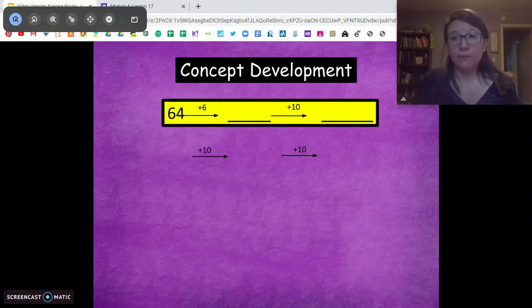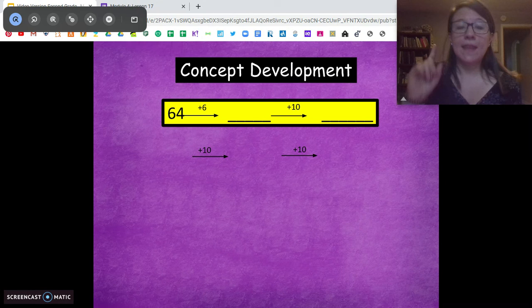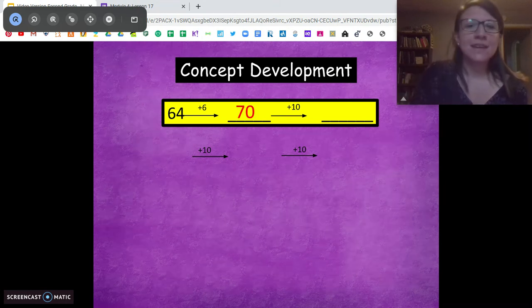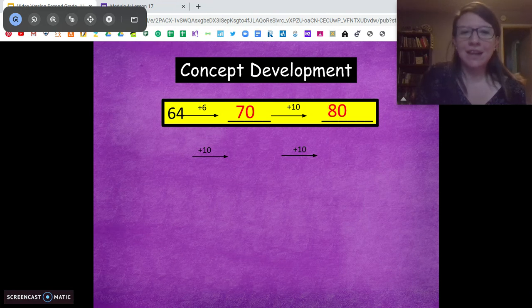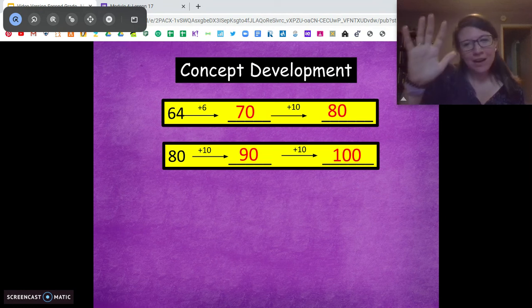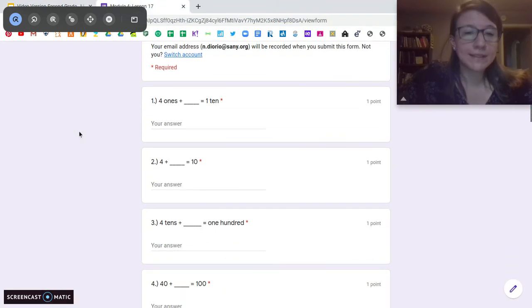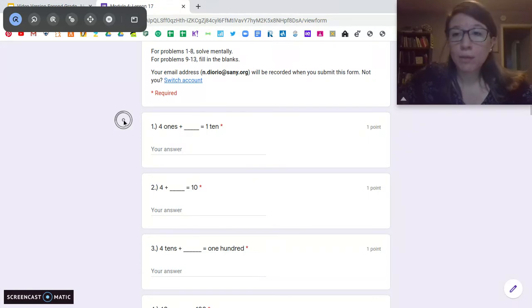Okay, we're going to start with 64. We got to get 64 to its next 10. How many do we need to add? 6. Beautiful. And then that's going to bring us to what? 70. And then add another 10. 80. Beautiful. Add another 10. 90. Good. Add another 10. 100. Awesome job.